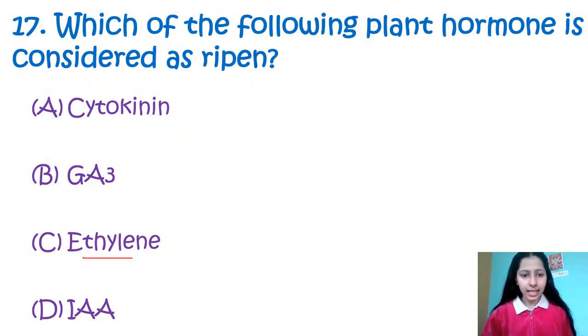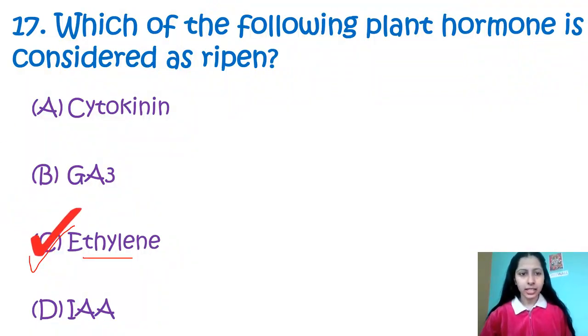Even gibberellic acids act as plant growth hormones, actually plant growth regulators that modulate various physiological, biological or chemical molecular processes in the plants, which help at the time of germination, metabolism, yield, even growth. So my correct option will be option number C, that is ethylene.